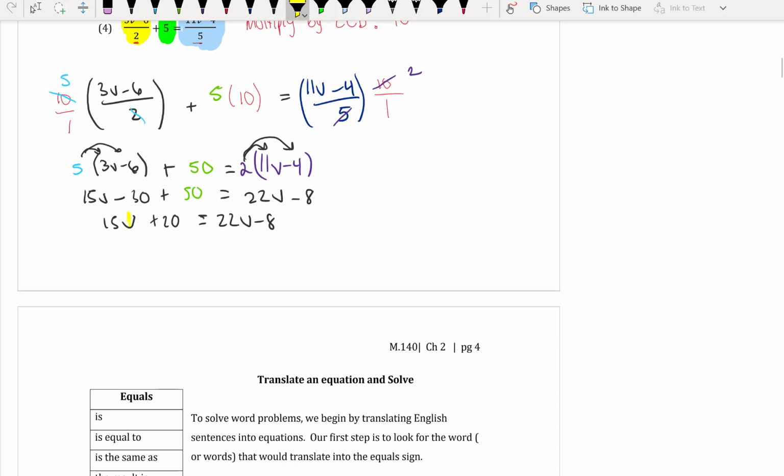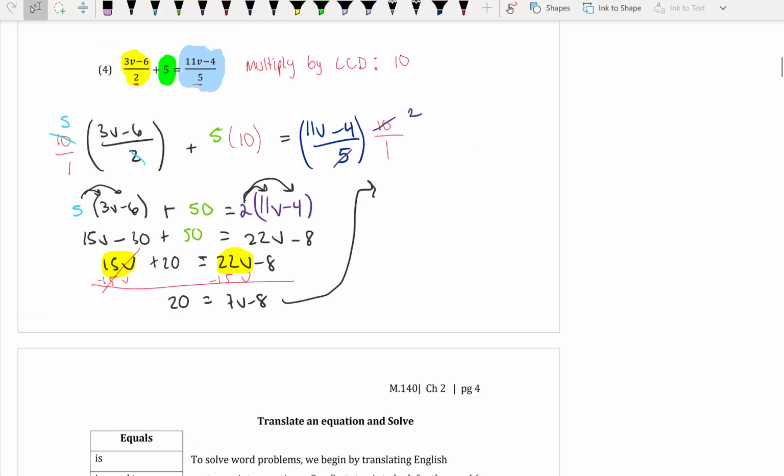Now to combine my v terms together, I'm going to look at which one is bigger. Is 15 bigger or is 22 bigger? Well, since 22 is bigger, then I am going to subtract that 15v from both sides to make it positive. So now I have a 20 is equal to 22 minus 15, which is a 7v minus 8. So to give myself more room, I'm going to say that 20 is equal to a 7v minus 8.